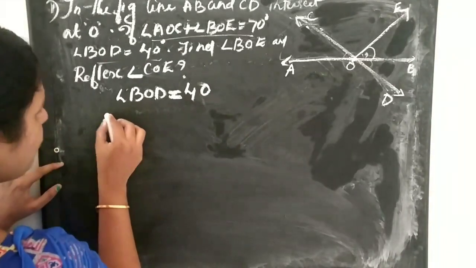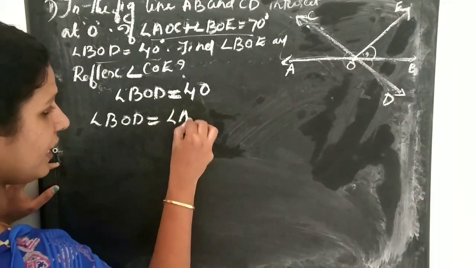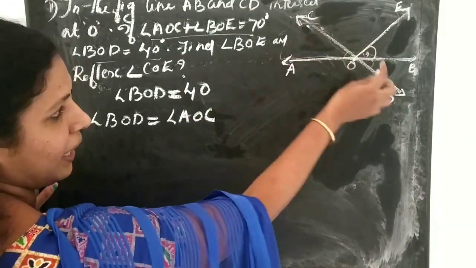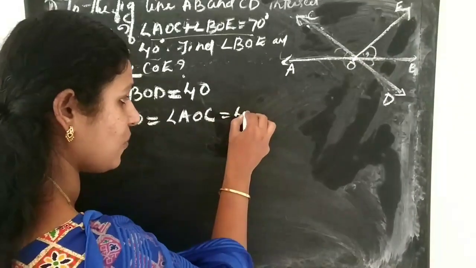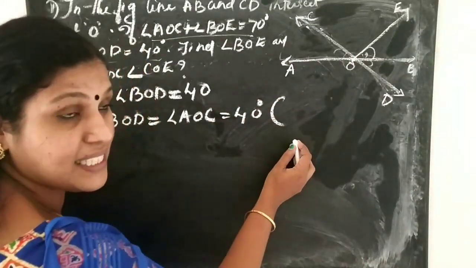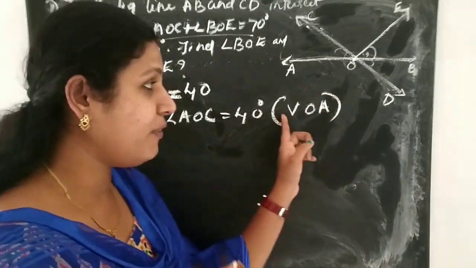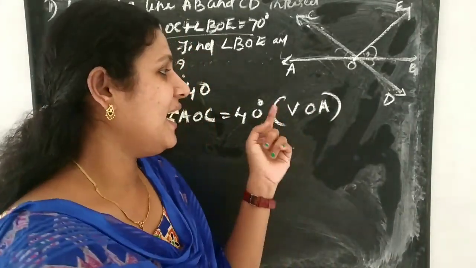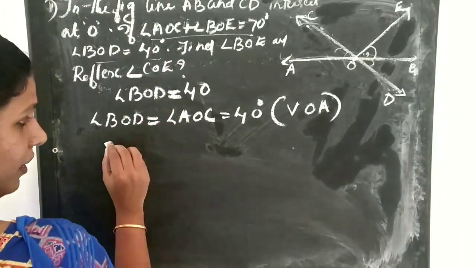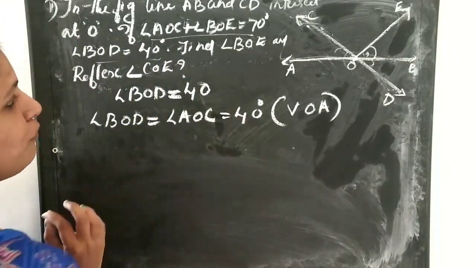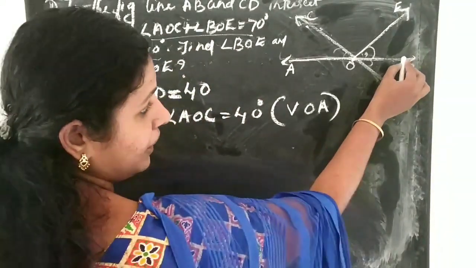Now from the figure, angle BOD equals angle AOC, since they are vertically opposite angles. So it is also 40 degrees. We write the reason in brackets, that is, vertically opposite angles. So angle BOD equals angle AOC equals 40 degrees. Now we have to find this angle BOE.